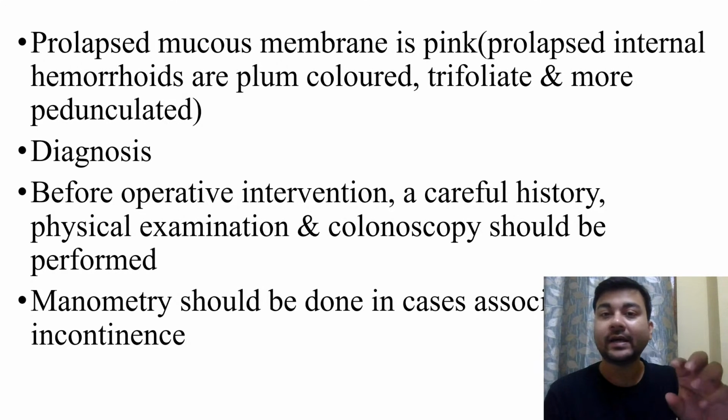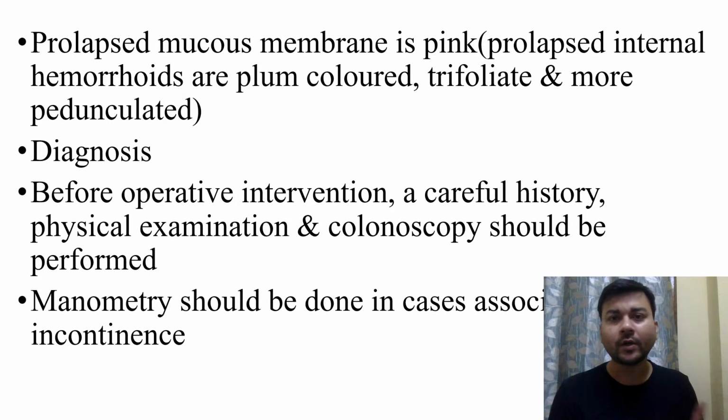3 o'clock, 7 o'clock and 11 o'clock positions. So mostly from these three sites there is prolapse. This is known as trifoliate prolapse, or it is more pedunculated prolapse. Whereas when the mucosa of the rectum prolapses, it occurs circumferentially, from all around. In hemorrhoid prolapse, the prolapse is only at the three most common positions, 3, 7 and 11 o'clock, and they are plum colored, somewhat darkish, whereas rectal prolapse is bright pink in color.